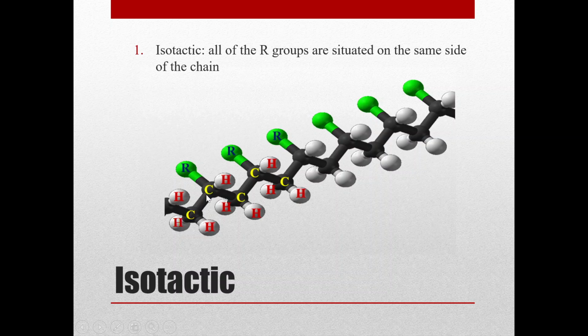So one can see this is the carbon backbone, which is a linear backbone, and one can see these green balls that are shown here. They are connected on the same side of the main chain. So this kind of arrangement is called isotactic.